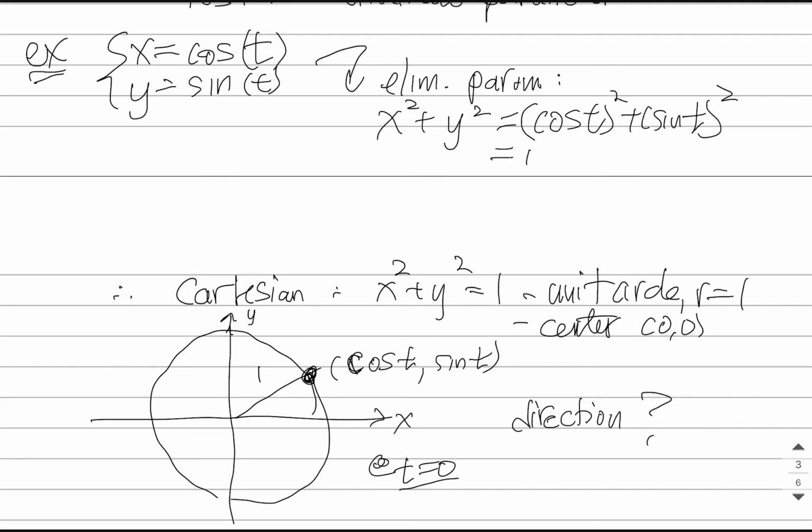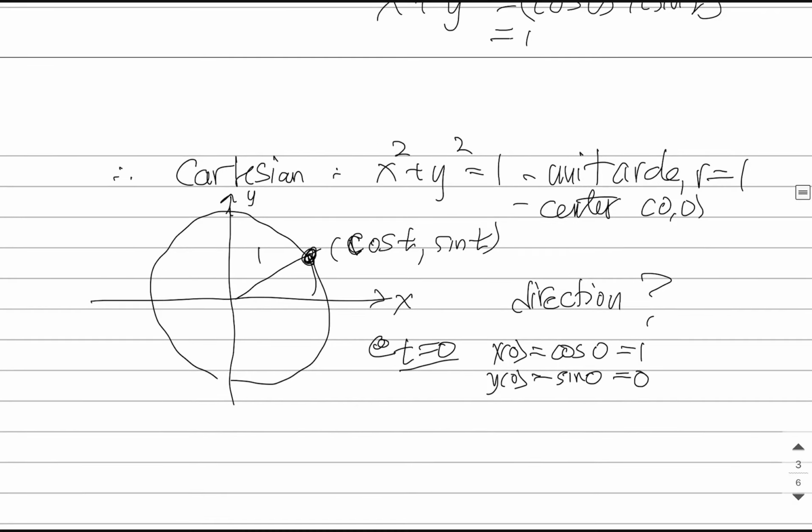So when t is 0, I should have x of 0 is the cosine of 0, which is 1, and y of 0 is the sine of 0, which is 0. So that tells me I should be at the point 1, 0 at the beginning here. So at time 0, I am right there.